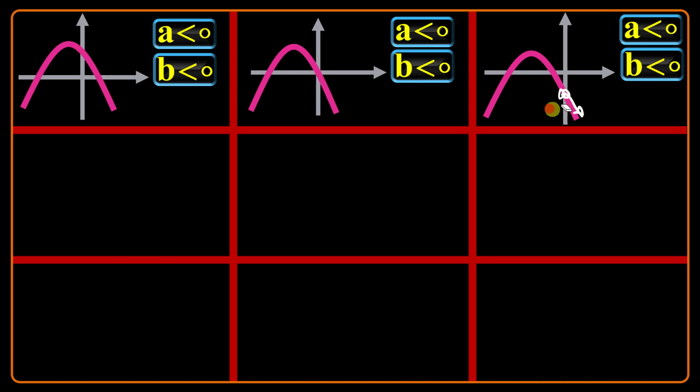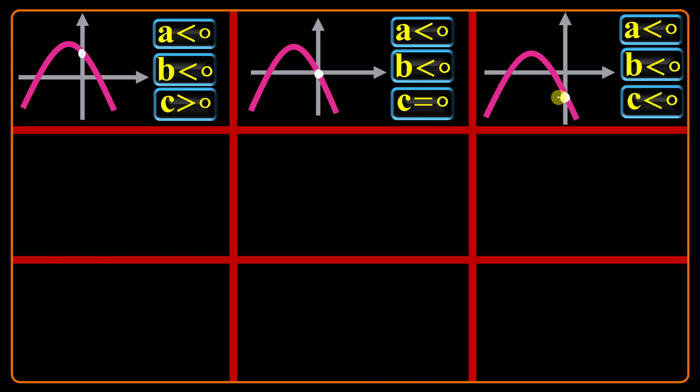About the C, I have positive y-intercept here, so C is positive. I have 0 y-intercept, C is 0. I have negative y-intercept, so C is negative.